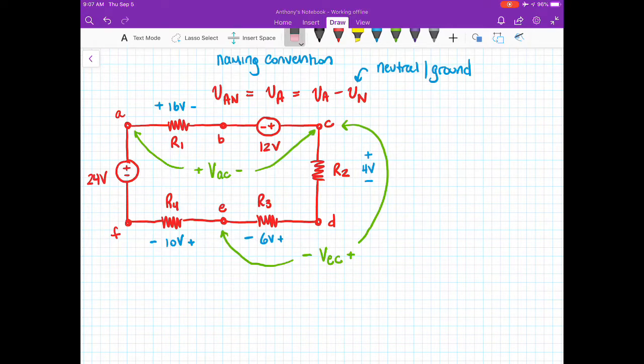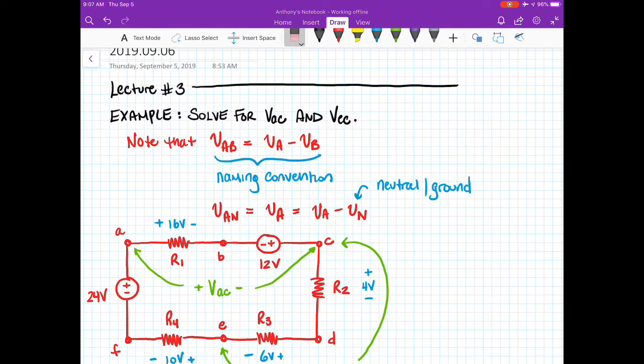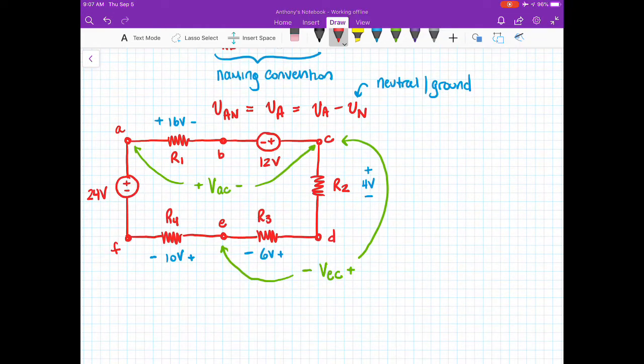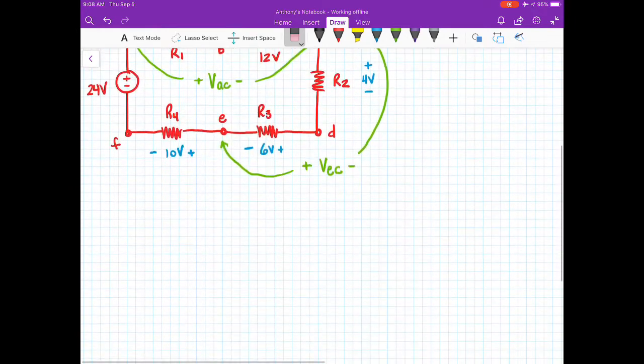No, it's not right. When we say VAB, that implies that our polarity looks like this: VA minus VB. Hence, down here when we have VAC, it should be positive, then negative. And this should be positive, then negative, because it's VE minus VC. So, those are the definitions of the two values that we're looking for. Now, let's jump in to solving.